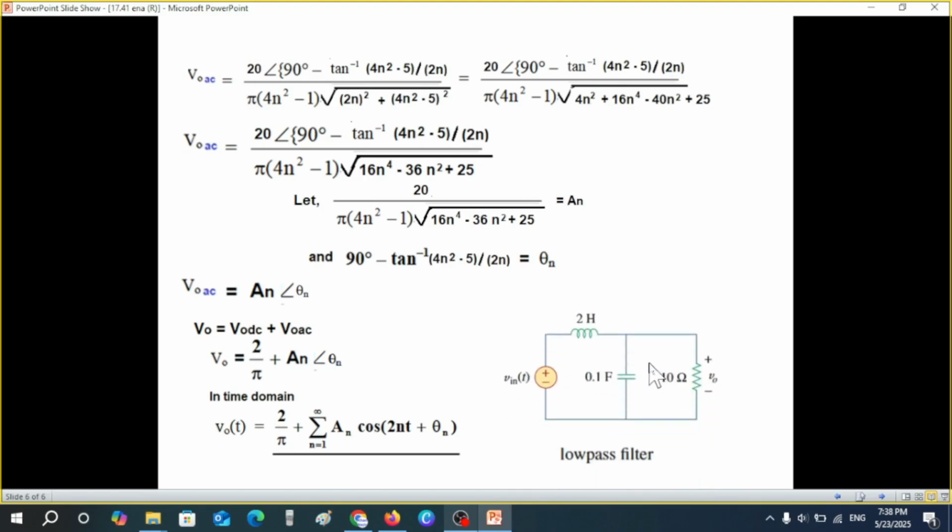Okay, one more point. This was the circuit, and you can see that the output has a DC component, and a DC component implies that this is a low pass filter. It is allowing the low frequency signal or zero frequency signal to pass. That is the proof that this circuit is a low pass filter.